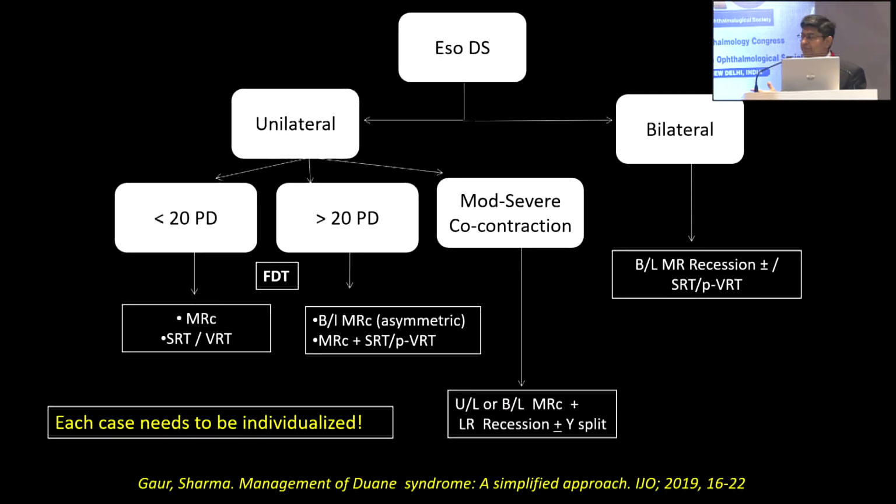So how do we approach an ESO-Duane's? You look for whether it's unilateral or bilateral. A small angle deviation in primary position, you can do a modest amount of surgery. A little larger amount of deviation, you plan for a little larger surgery. We'll discuss the options. And of course, when there is co-contraction, you need to tackle the bad boy of the class, which is the lateral rectus, and try to see how we can minimize the complications and problems it causes. And of course, bilateral Duane's would require bilateral intervention.